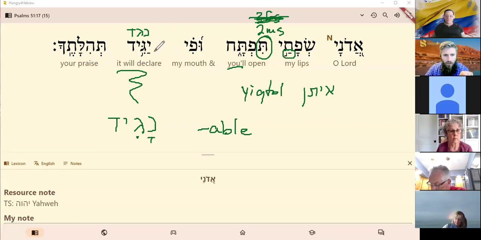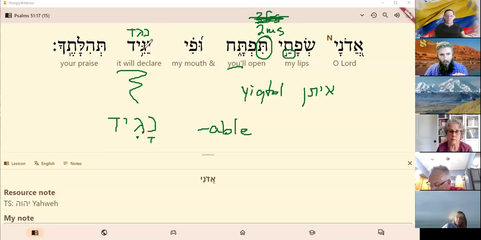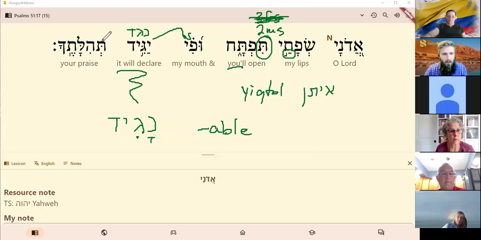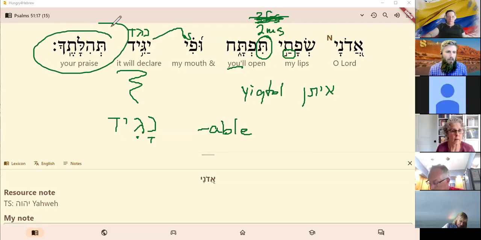But here it's in the hifil yiqtol, it will, or properly 3ms, he will. Why? Because peh is masculine. My mouth will declare tehilatecha. What is the root of tehilatecha? A lamed. Lamed, lamed. Right. Exactly. There's a strong dagesh in the lamed here, indicating that it's geminate. So it's from halal, like hallelujah.